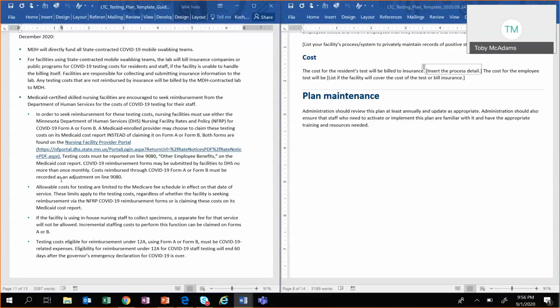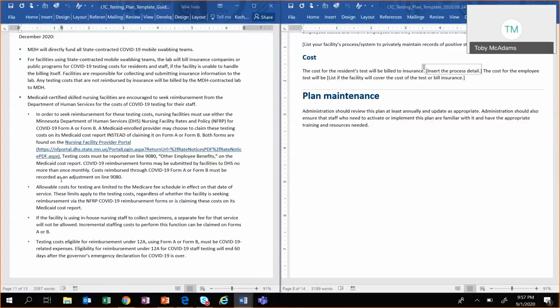Now, specific to the state, as I've mentioned throughout the webinar, we have state resources for you. And at this time, those state resources do not incur costs for you. So if you access and leverage a state contracted swabbing team, the state will bill the insurance just like you would, and then cover the remaining bill. If you access the lab, the same will happen. We bill insurance and cover the remaining balance.